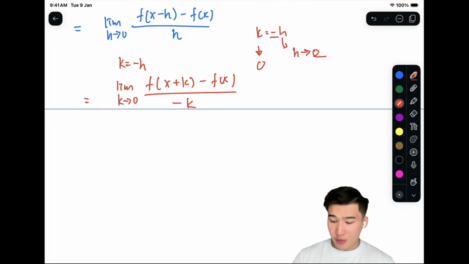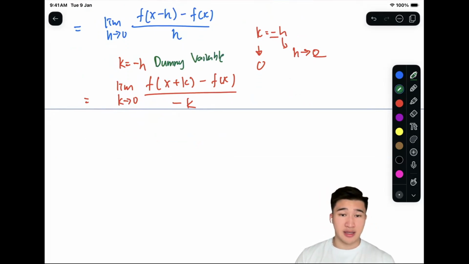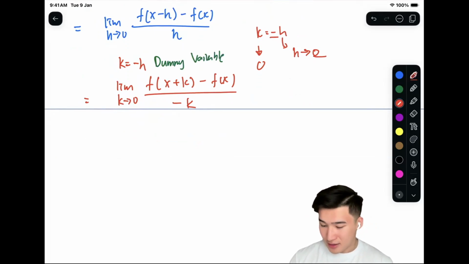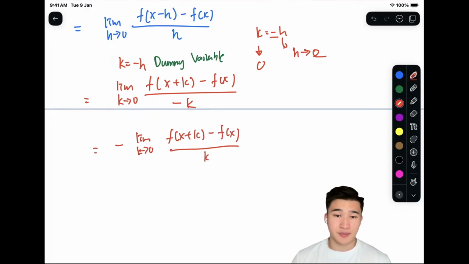The reason why we want to have k is because we call k a dummy variable, okay? A dummy variable. And that will come in clutch, and you guys can see in a second. So we have this negative sign here. We can just put it here. Negative, limit k to 0, f of x plus k minus f of x, okay? And then we have divided by k.